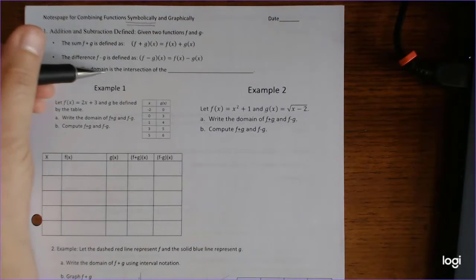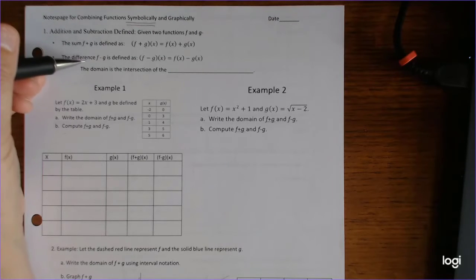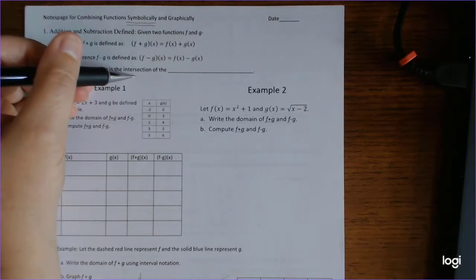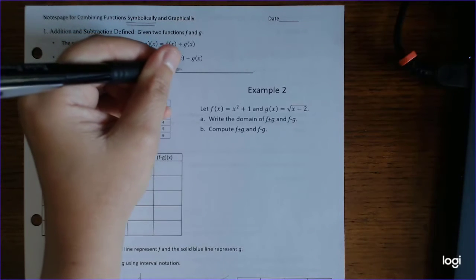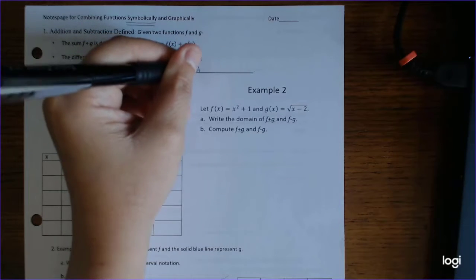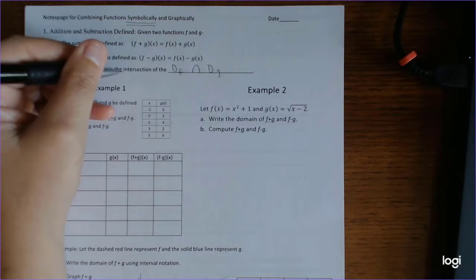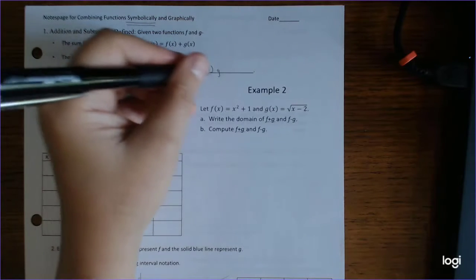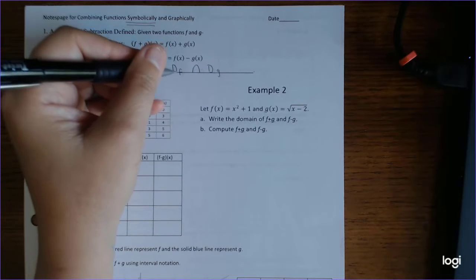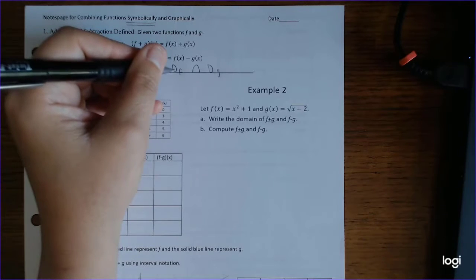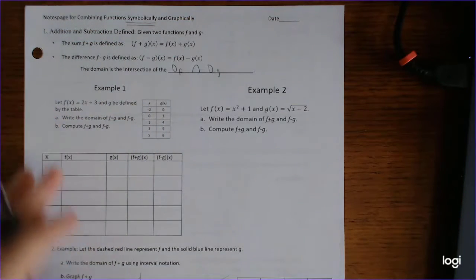The domain of the sum and difference of functions that you create is the intersection of the domain of each. So if you find the domain of f and then you find the domain of g, the domain of the sum and the difference has to take both of those into account. It's the intersection. So if you've got a restriction in one of them, then it's going to be a restriction of the whole thing. So I'll explain.